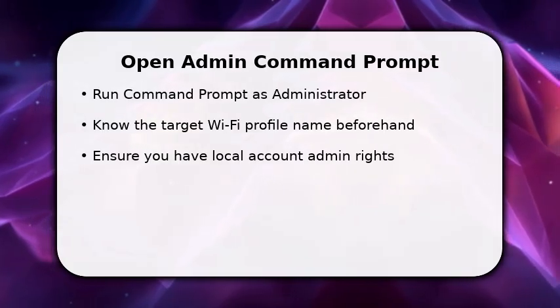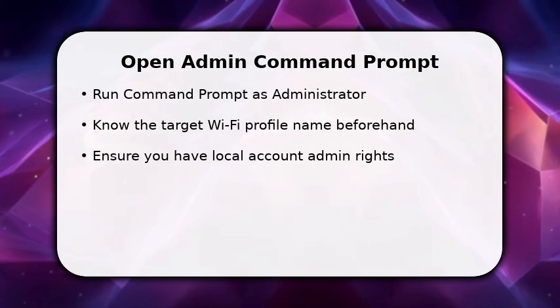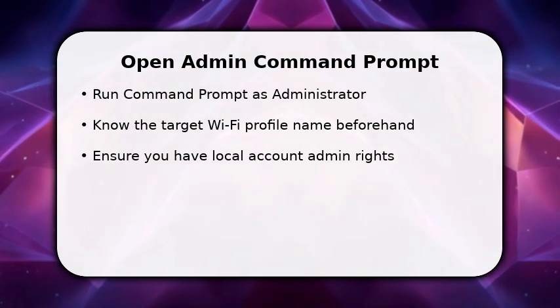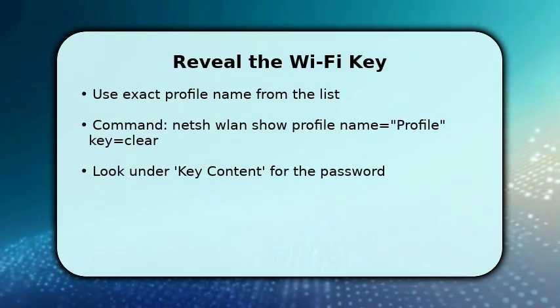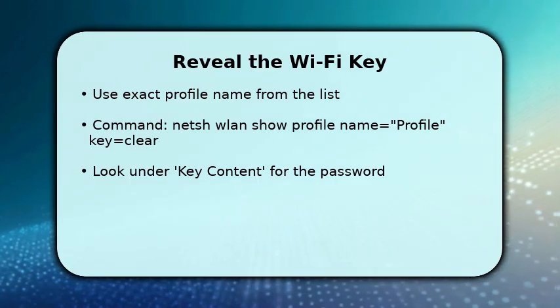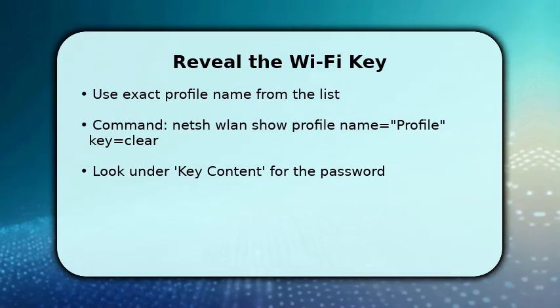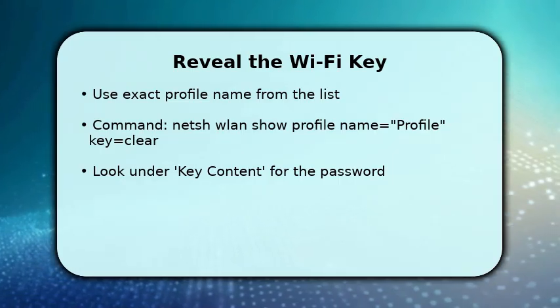You're doing this on a machine that already connected to the network. This method reads the locally cached profile rather than probing the router. With the profile name ready, enter netsh wlan show profile name=profile name key=clear, replacing profile name with the exact string you noted. Once done, the command outputs security settings and the key in plain text.